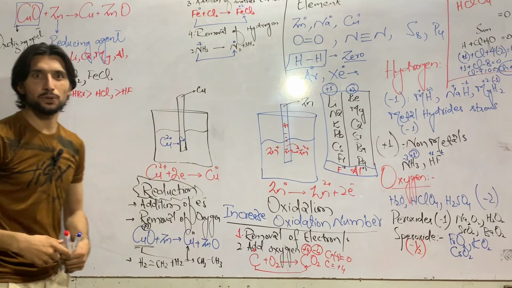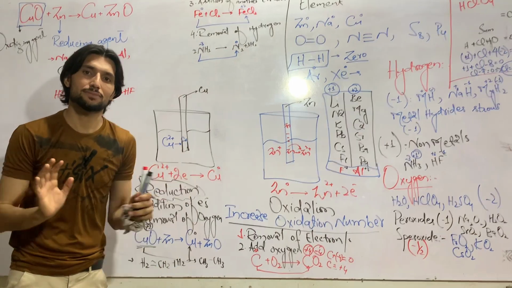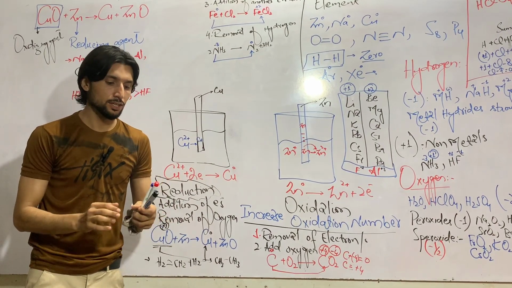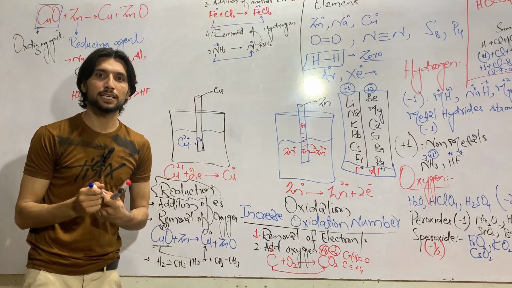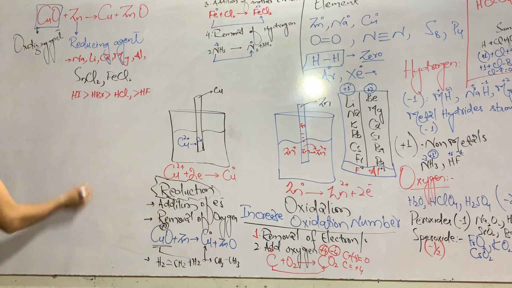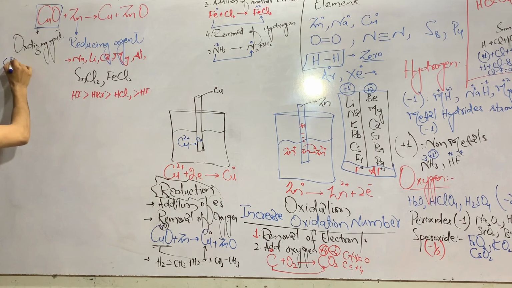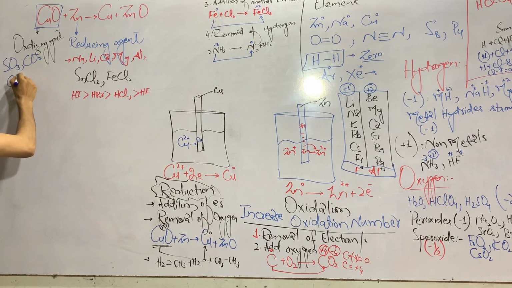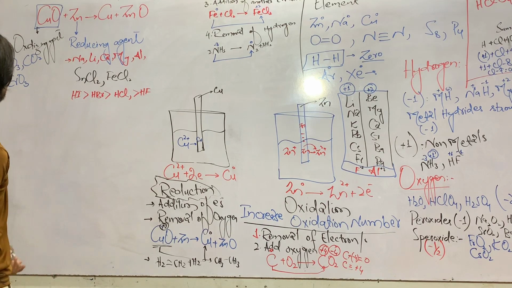Is it just copper oxide that is an oxidizing agent? Don't we have other oxidizing agents? We have other oxidizing agents. Other oxides also act as oxidizing agents, like SO3 or carbon dioxide or chromium oxide. So all these oxides act as oxidizing agents.